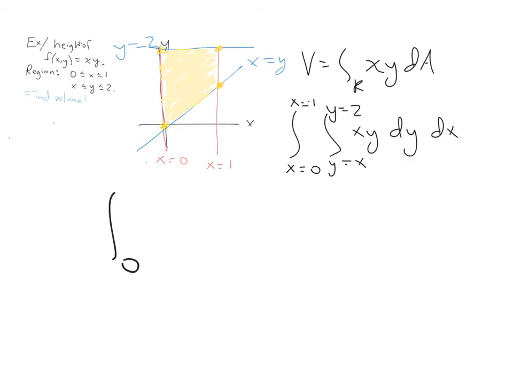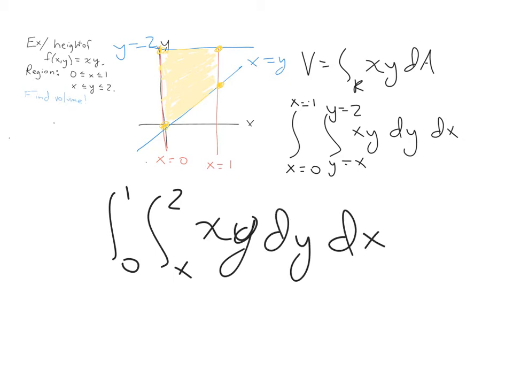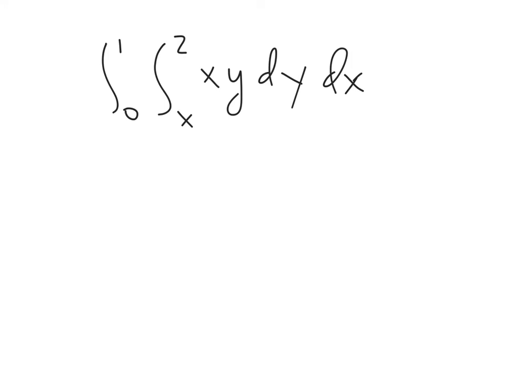Rewriting, our integral is from 0 to 1 in x, from x to 2 in y, xy, dy, dx. Now it's time to integrate. When we integrate, we do the interior integral first, and then we'll do the outer integral. This interior integral is in terms of y, so this y is our variable of integration, while this x is just a constant. It could be like a 7, but instead it happens to be an x. So we're just thinking about the integral of y dy, and there's a constant in front of it, and so that's going to be 1/2 y squared, still times that constant.